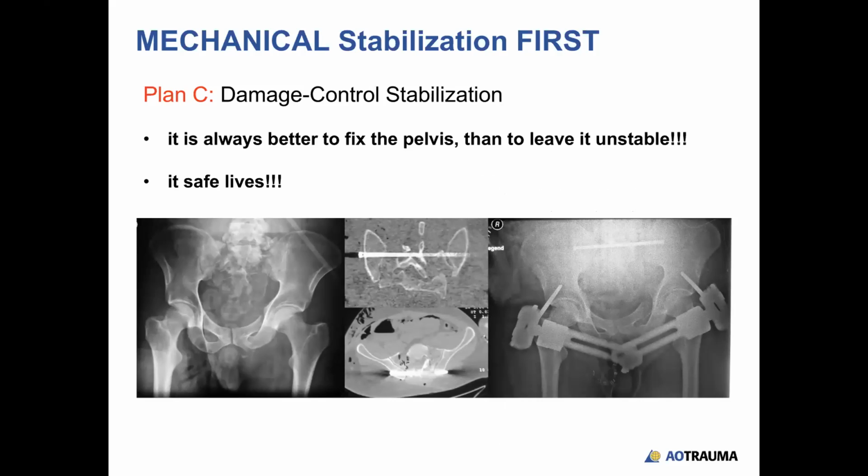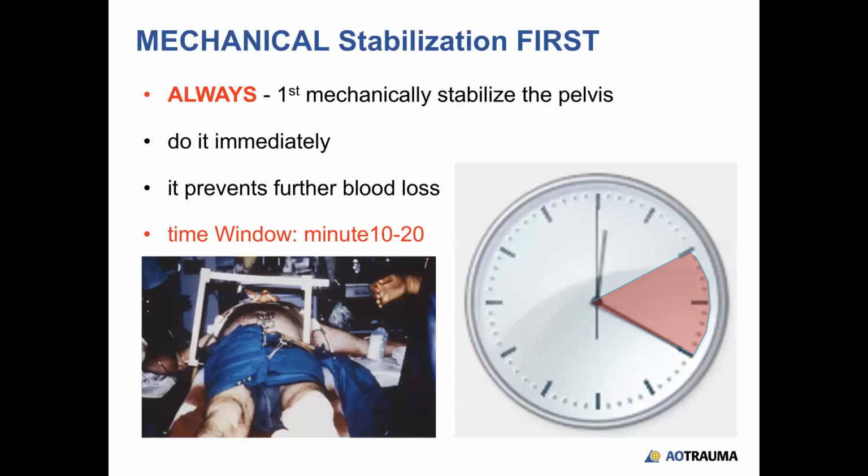And the main message is it's always better to fix the pelvis than to leave it unstable, because this procedure saves lives. So for the mechanical stabilization, always first mechanically stabilize the pelvis. Do it immediately because it prevents further blood loss, and your time window to do that should be within the first 10 to 20 minutes after admission of the patient.